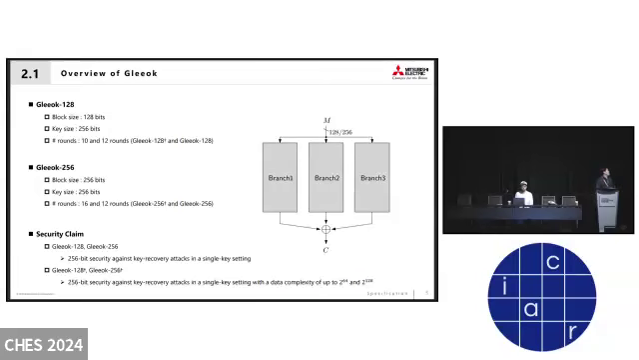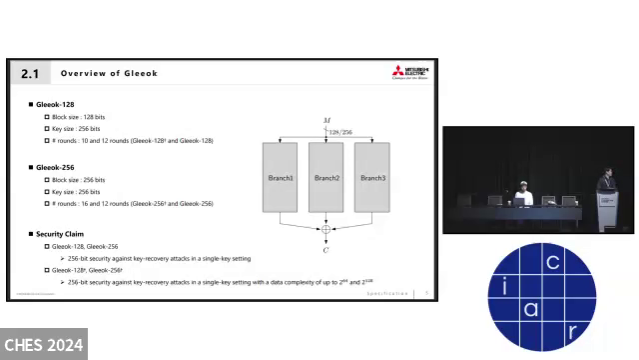Let me explain the specification of GRIOC. This is the overview. GRIOC 128 has a block size of 128 bits with a key size of 256 bits. GRIOC 128 has a round-reduced variant, named GRIOC 128 dagger. The number of rounds is 10 and 12. Also, GRIOC 256 supports a block size of 256 bits and a key size also of 256 bits. GRIOC 256 also has a round-reduced variant, and the number of rounds is 16 and 12.